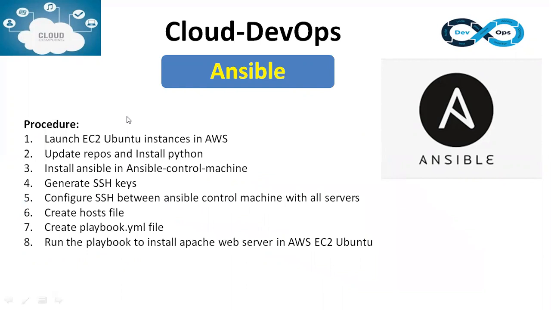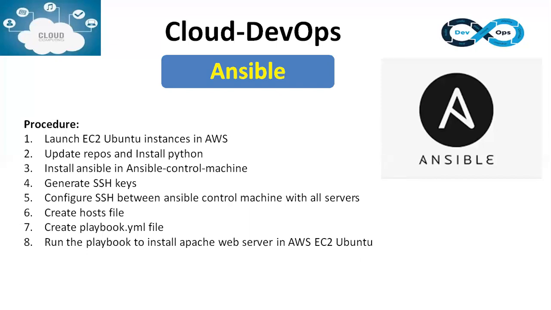So these are the 8 steps which we are going to follow today to install Ansible in the Ansible control machine, and at the same time to install Apache web server in the remaining destination servers. So what is the first procedure? Launching the Ubuntu instance in the AWS, and second one is updating the repos and installing Python. Python is required for Ansible to perform its task, because Ansible is developed based out of Python only. And the third step is to install Ansible in the Ansible control machine.